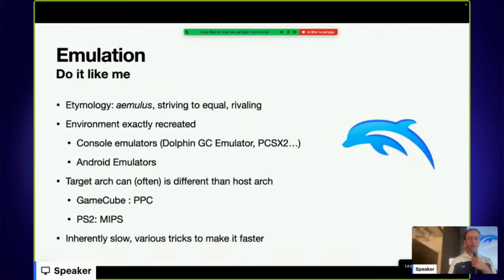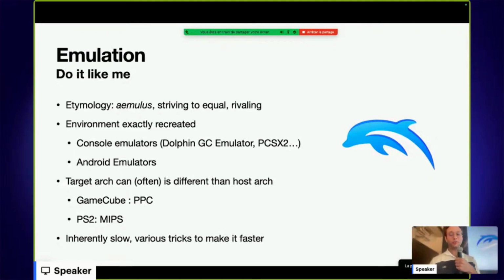Then you have emulation. Doing a little bit of etymology, aemulus in Latin means striving to equal. Basically, we are making software that tries to recreate an entire environment or machine. Maybe you know console emulators. Maybe you've heard about Dolphin, which is an emulator for the GameCube, or PCSX2 for the PlayStation 2. You have lots of other emulators, but also the Android emulator. On Android, you have something that looks a bit more closely like a real Android device.